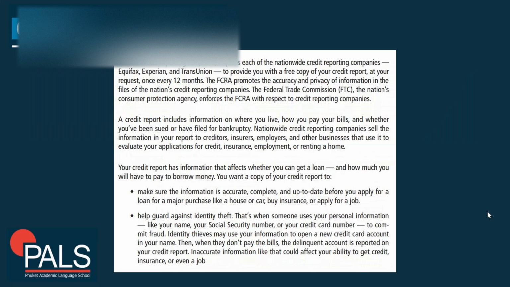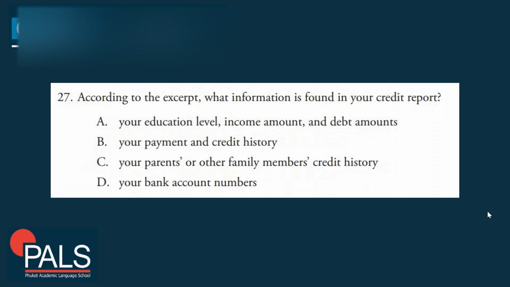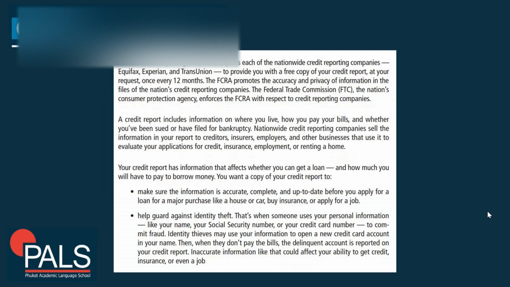Moving on, we have a larger text, about 5 paragraphs, telling us about the credit report process. Go ahead and read it. Pause the screen. Now 27 asks us, according to the excerpt, what information is found in your credit report? Your education level, income amount, and debt amounts, your payment and credit history, your parents' or other family members' credit history, or your bank account numbers. Go ahead and look at the text again and see what you can find in there.